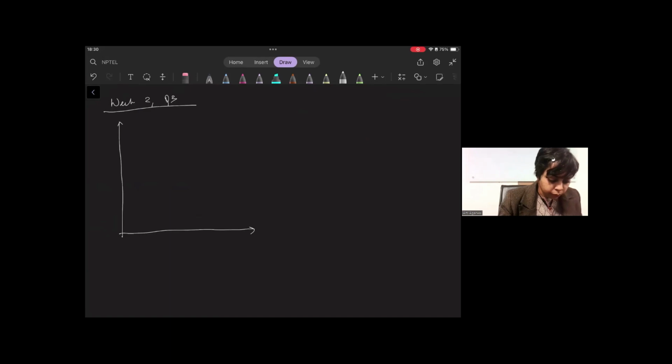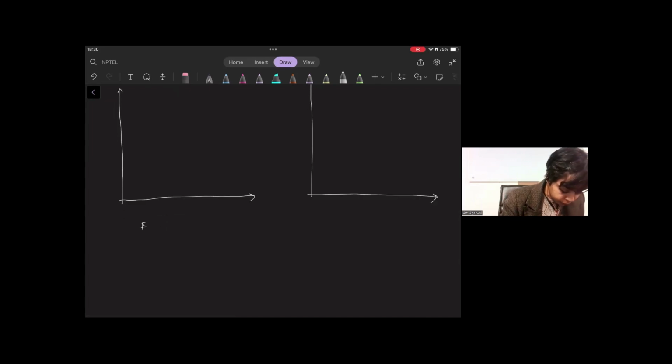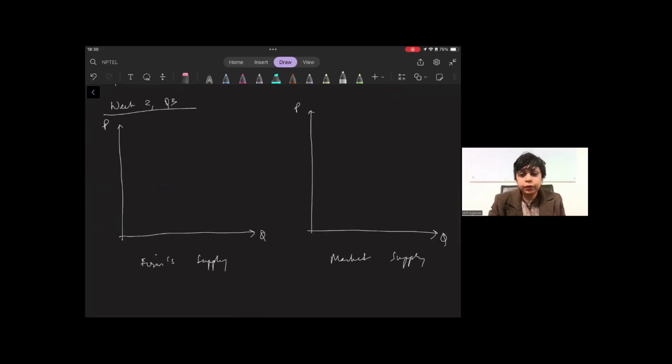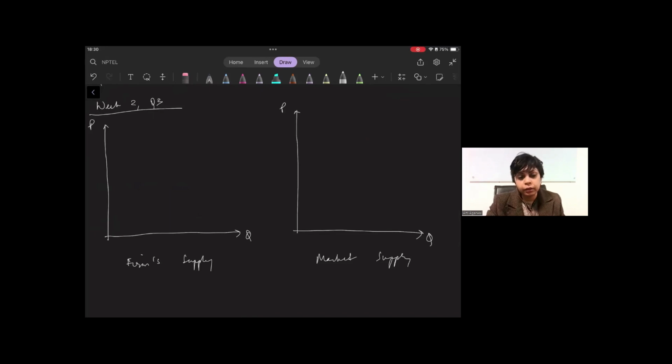Let's suppose this is the firm's plot, and this is the market supply. Q, P, Q, P. Now, each firm we are told is supplying what? 10 at any price. So quantity is fixed. Say this is 10. If price is changing, is this value changing? It's not. So it's going to be a vertical line. Small q is for the firm. Qs equal to 10 is the supply function.